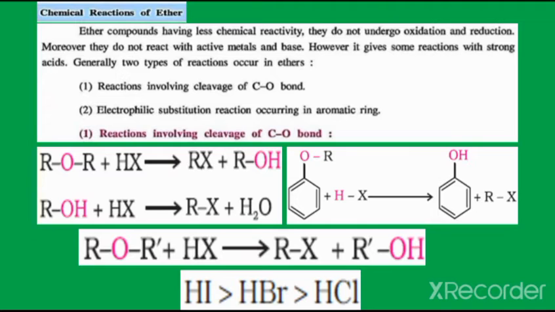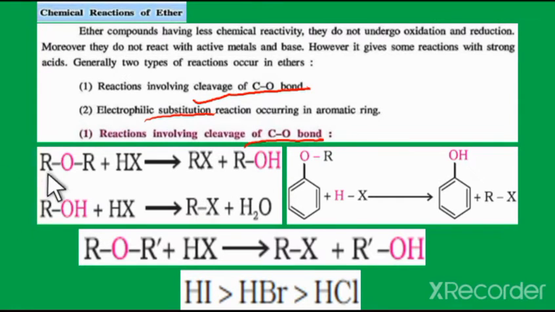Next are the chemical properties. Two kinds of chemical properties can be observed. One involves the cleavage of the C-O bond. The second is electrophilic substitution reactions, which take place on the aromatic ring. First, the reactions involving cleavage of the carbon-oxygen bond.